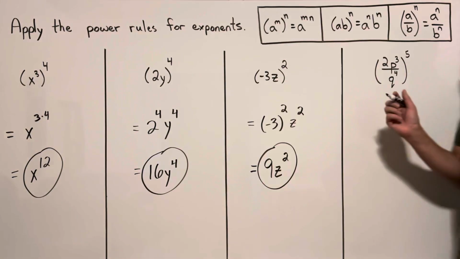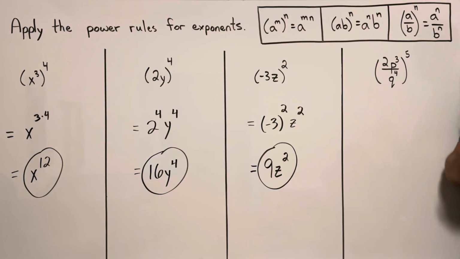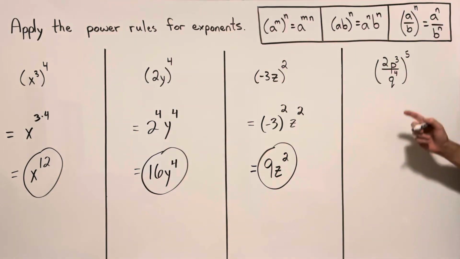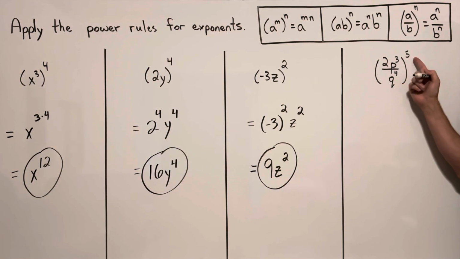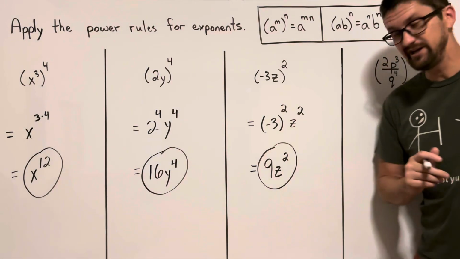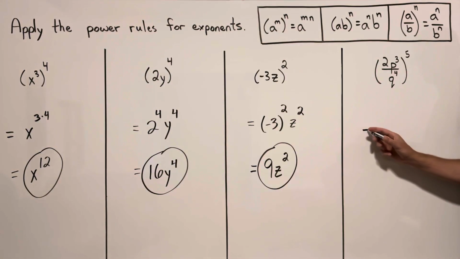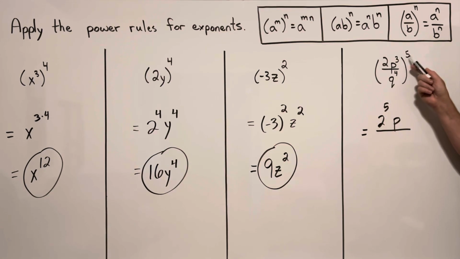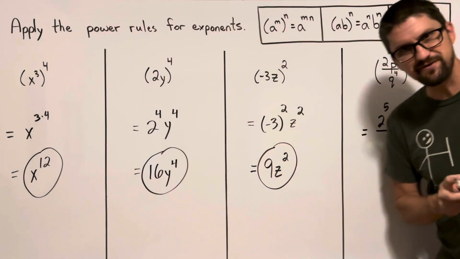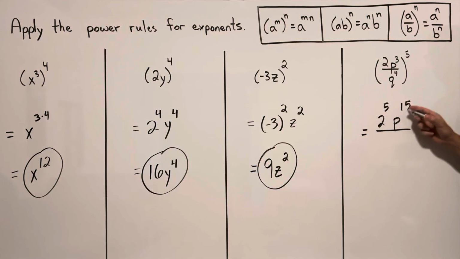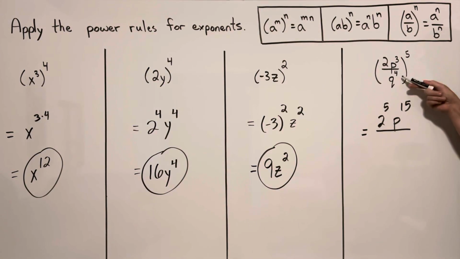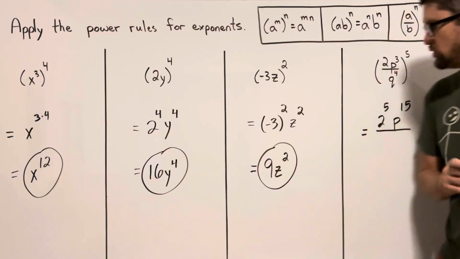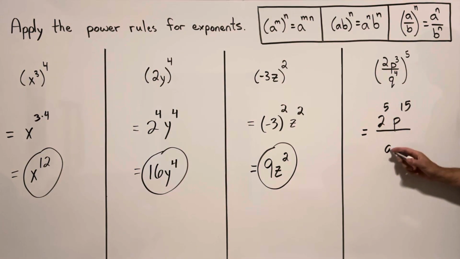All right, this last one, we have a 5 exponent on the outside. So this 5 is going to go to all 3 guys inside there. So the 5 is going to go on the 2. It's going to multiply right here. 3 times 5 is 15. So we'll have p to the 15th power. And it's also going to multiply to the 4 exponent on the q. 4 times 5 is 20.